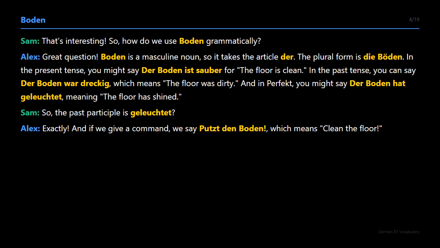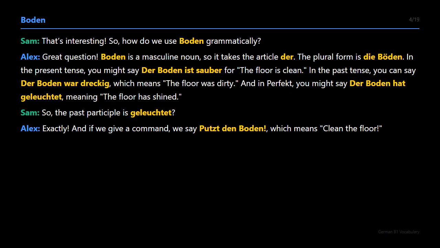Great question. Boden is a masculine noun, so it takes the article der. The plural form is die Böden. In the present tense, you might say, Der Boden ist sauber, for the floor is clean. In the past tense, you can say, Der Boden war dreckig, which means the floor was dirty. And in perfect, you might say, Der Boden hat geleuchtet, meaning the floor has shined.